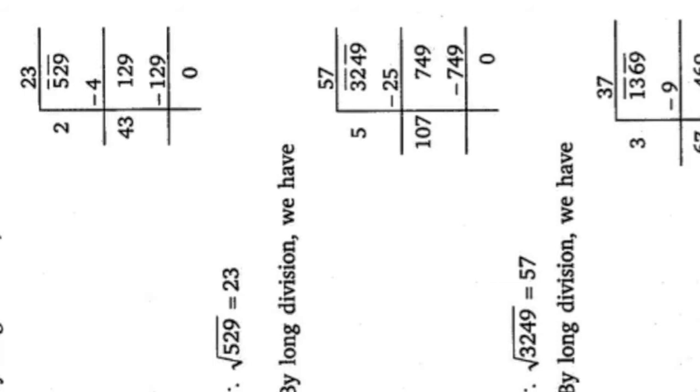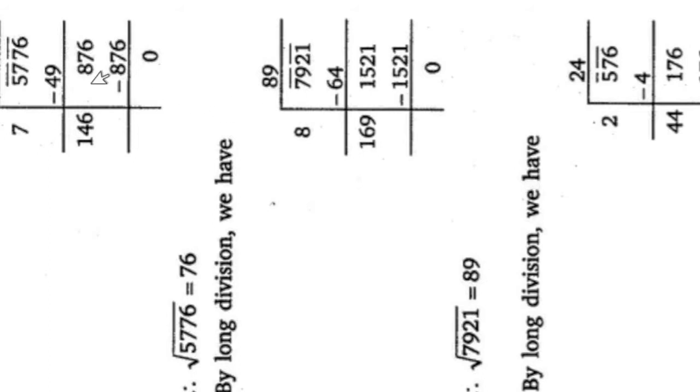So, 67 7s are 469. Here will come 0. Answer is 37. So, square root of 1369 is 37. Number 7. Here 5776. We will pair the numbers again starting from the unit digit. This is the first pair, this is the second pair.